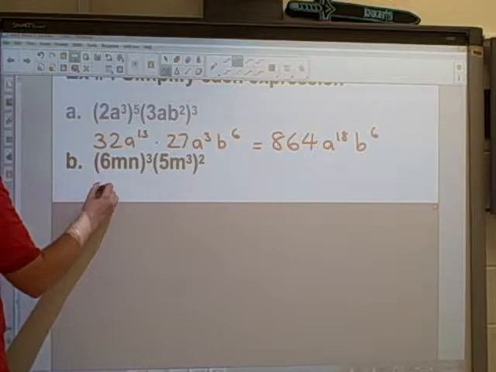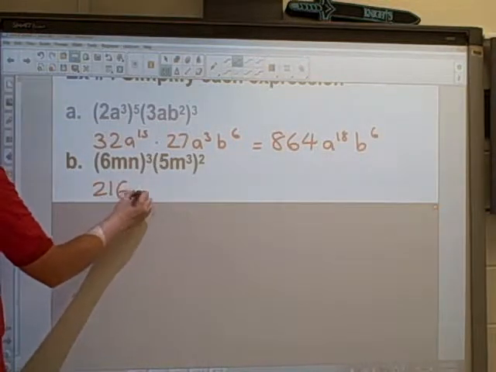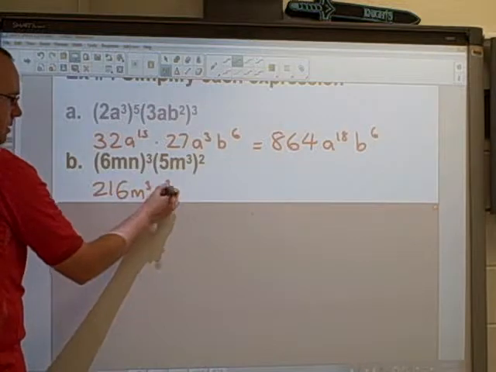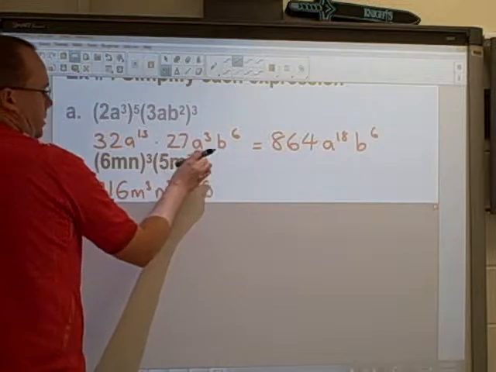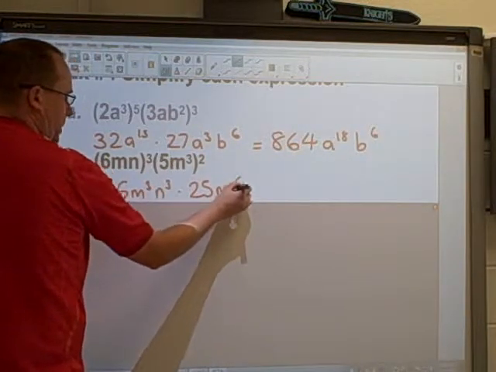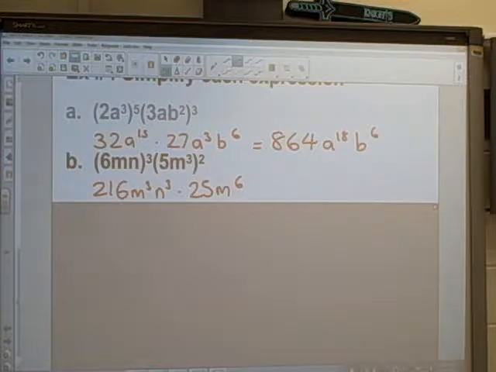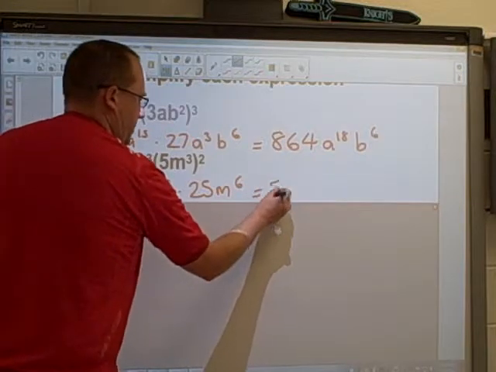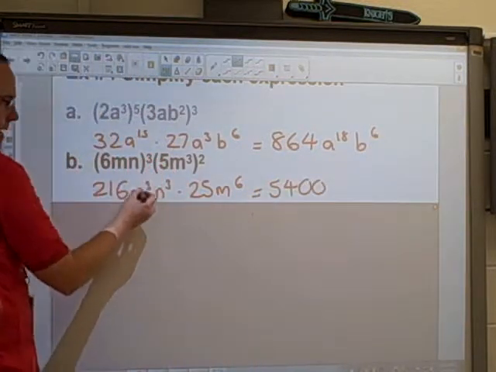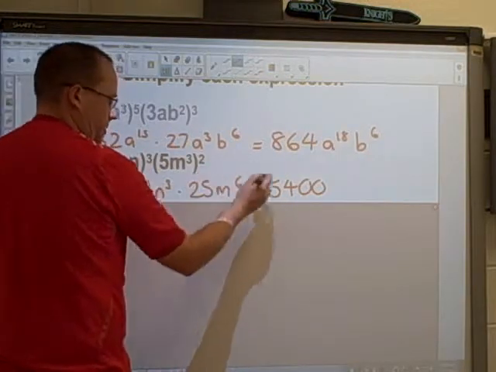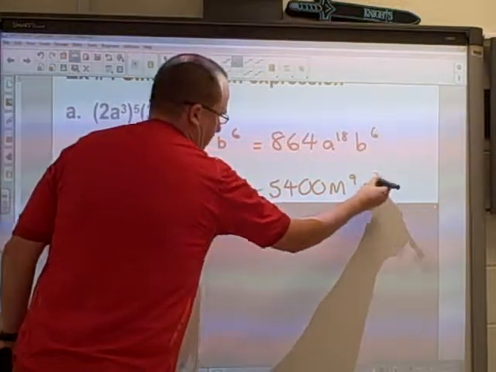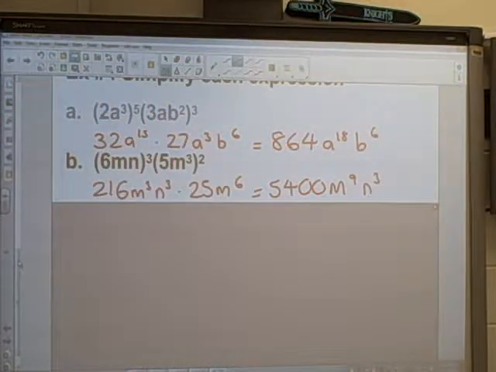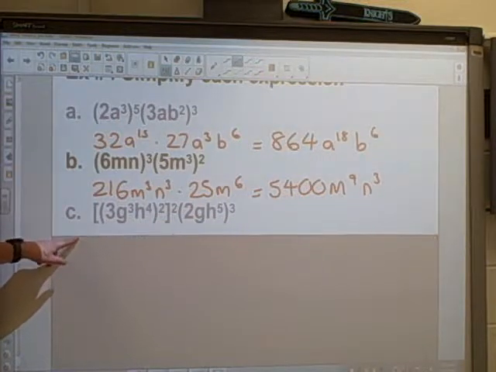So 6 cubed is 216. M cubed, n cubed. And then for this one it's squared. So 5 squared is 25. And 3 to the power of 2 is going to give us 6 because we're multiplying, because it's the power to a power rule again. Now we've got to actually multiply that. So 216 times 25 is 5400. M to the 3 times m to the 6. Add the exponents because we're multiplying. M to the 9, and then there's n to the 3. So we're making sure that we've got our numbers first, letters second, and also in alphabetical order.